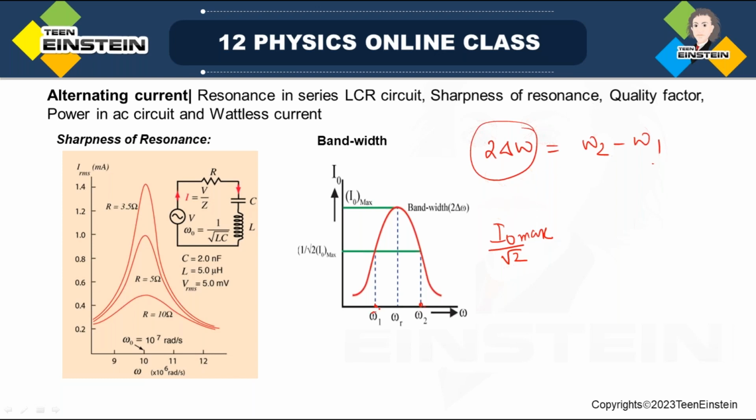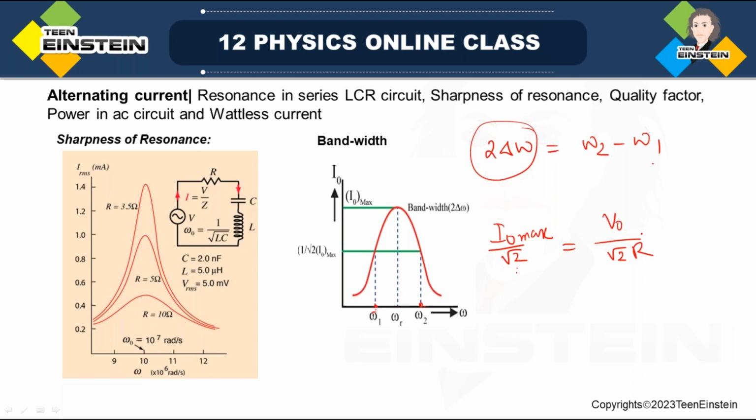So these are the frequencies where the current becomes 1 over root 2 times the maximum, or I can say V0 by R, since I0 means V0 by R. So V0 by root 2 R. This is the max or amplitude. So V0 max by root 2.